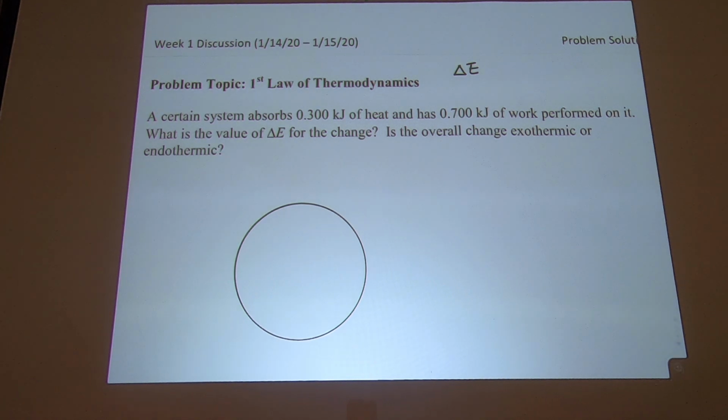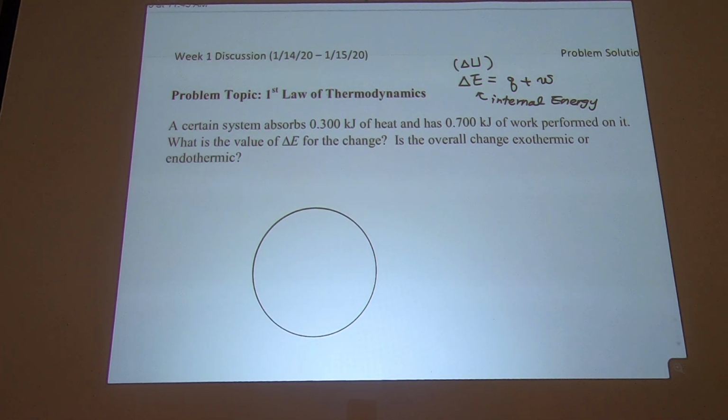Delta E is Q plus W. Okay? Other people will use the notation U instead of E, and this actually means internal energy. That's an equation summarizing the first law of thermodynamics. For a system, its internal energy state can go up or go down depending on the transaction from your surroundings. Q is heat, and W is work.